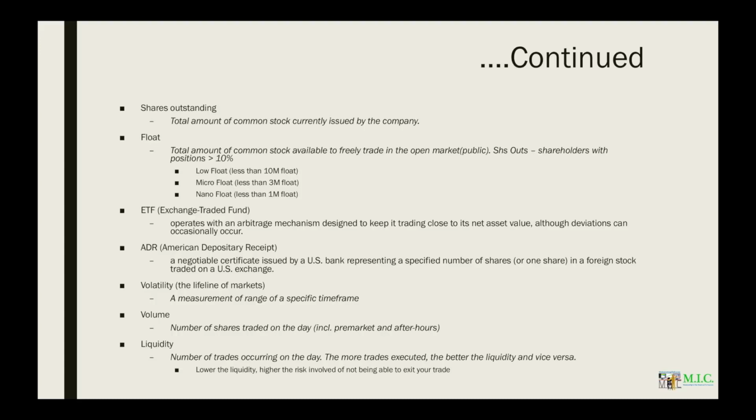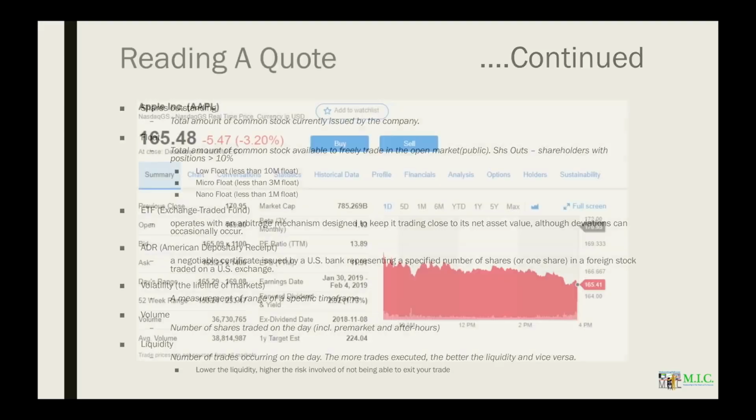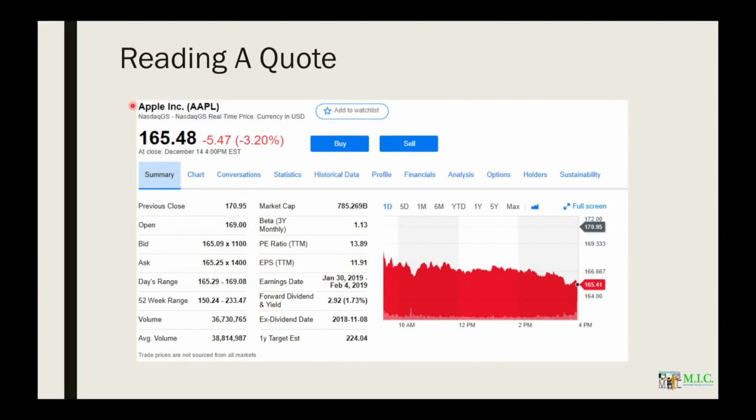So this is very important to know. The more trades that have executed, the better the liquidity and vice versa. The lower the liquidity, the higher the risk involved. This means that you may not be able to exit your trade at the price that you want. So very, very important. All right, let's dive into reading a quote.